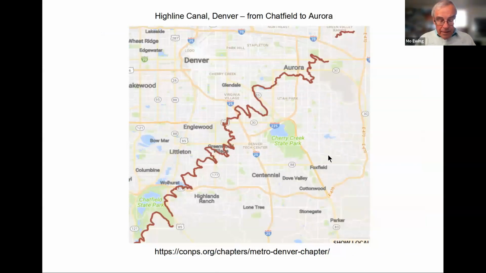I walk the Highline Canal usually on the weekends. Highline Canal is located in Denver, and it runs all the way from Chatfield, way out in the foothills, 75 miles out into Aurora. And in spite of the fact that it runs right through the middle of Denver, there are plenty of beautiful flowers to see along here.